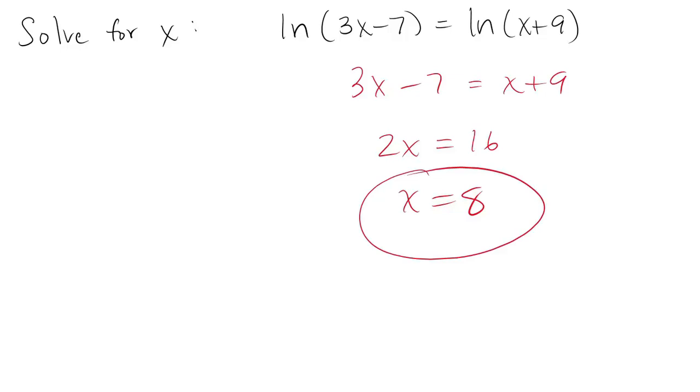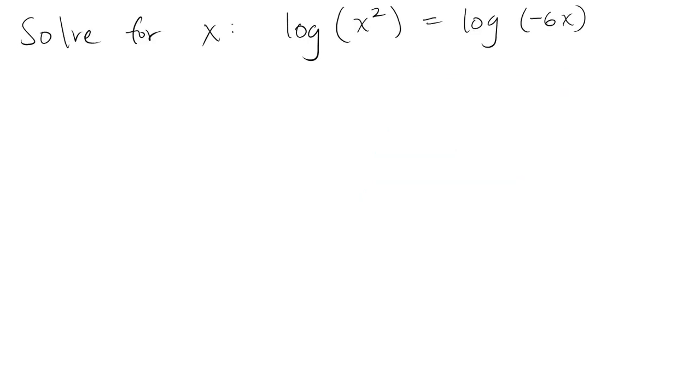Let's try a similar example. This says the common log of x squared equals the common log of negative 6x. The base here is 10. These two bases are the same. And because the bases are the same, the only way these two logarithms could be equal to each other is if the inputs were equal. So we get x squared equals negative 6x.